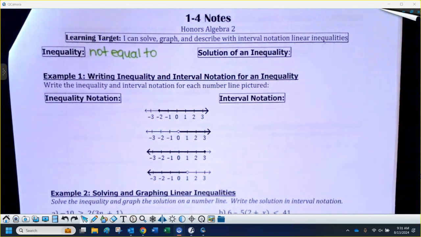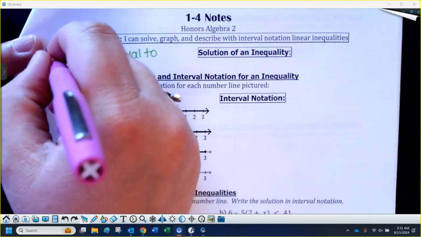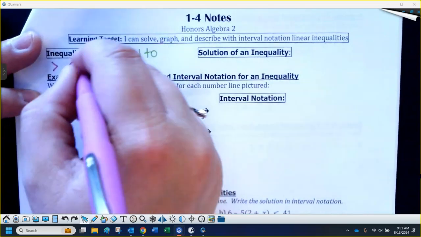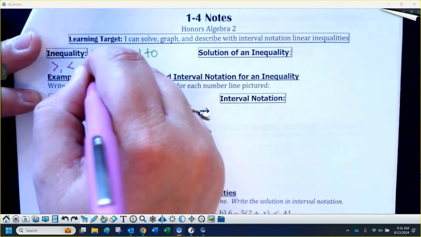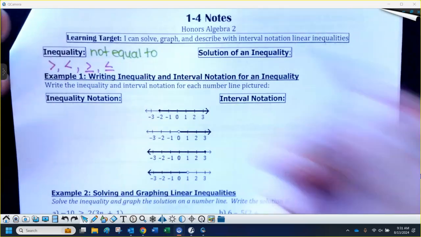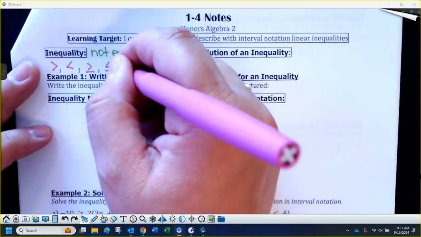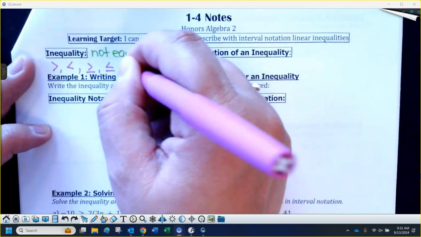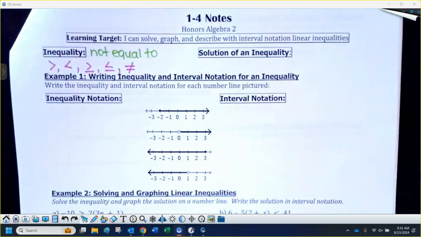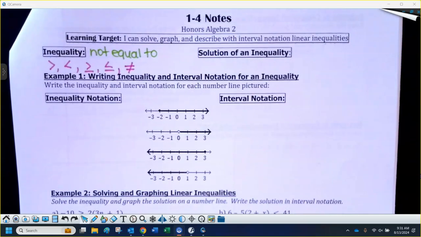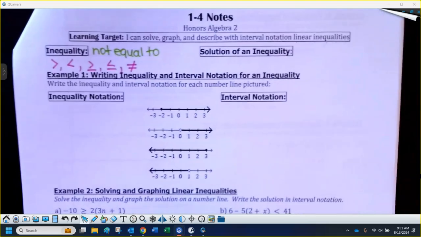Does anybody think of any kind of symbol or phrase with an inequality? Yes. Great. Greater than, less than, maybe greater than or equal to, less than or equal to. And one we actually used a couple days ago with our restrictions. We're not really going to use this today, but the not equal to that we did for our restrictions is also an inequality. We're going to focus on the greater than, less than, greater than or equal to, less than or equal to today.